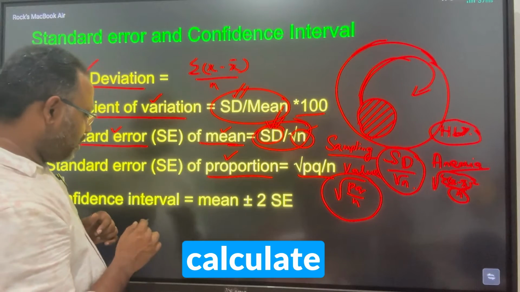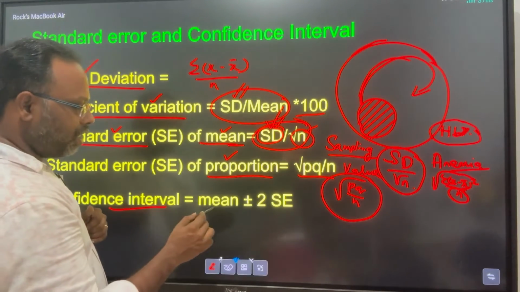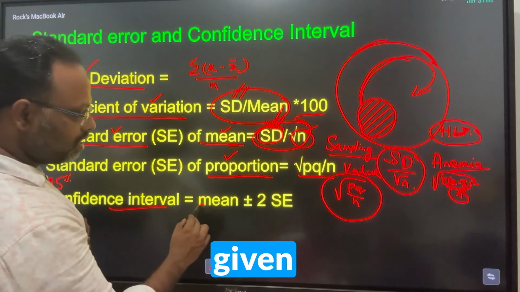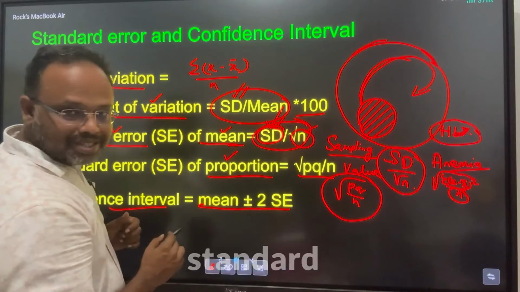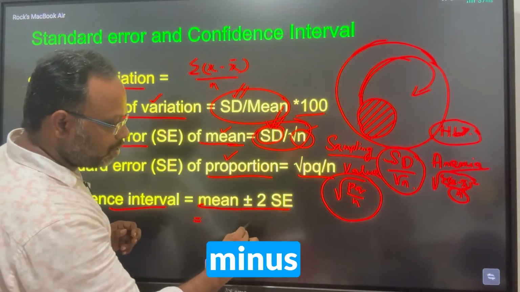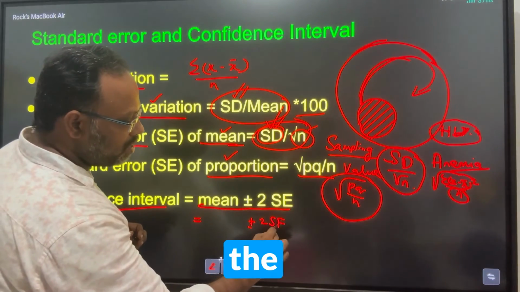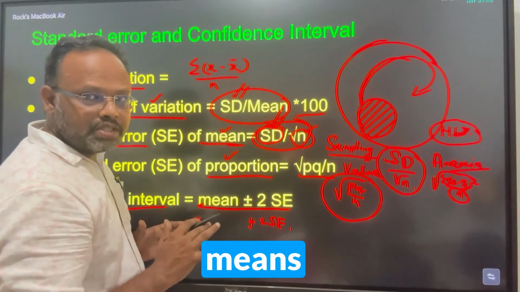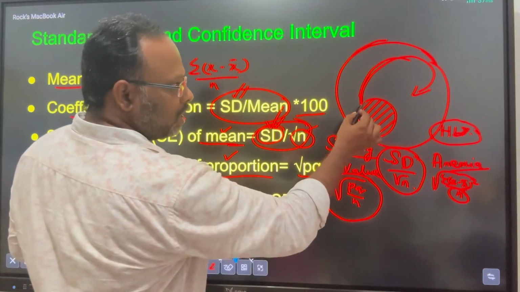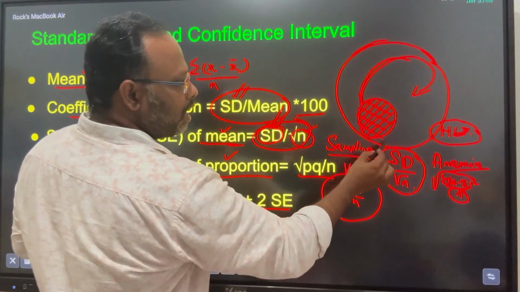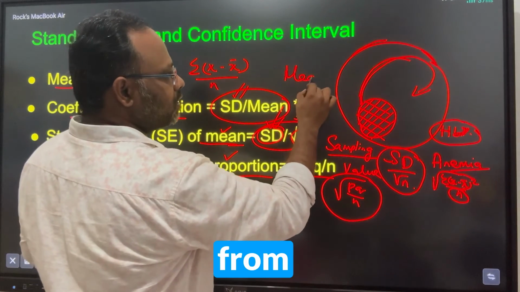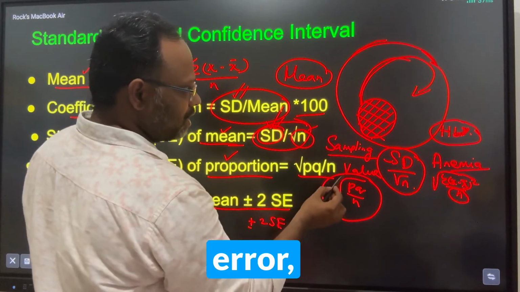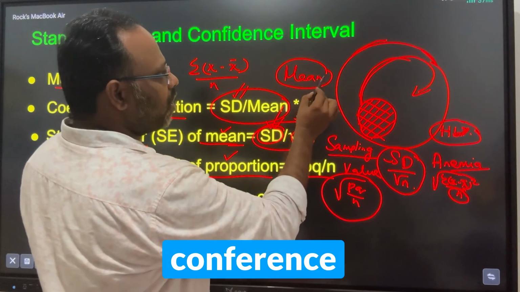Then we have to calculate the confidence interval, that is the 95% confidence interval, as we commonly say. It is given by the formula mean plus or minus 2 standard error, or prevalence plus or minus 2 into standard error. What it literally means is, through our study we have calculated a particular mean value. We have calculated a standard deviation, we have calculated a standard error, and we calculate a confidence interval.